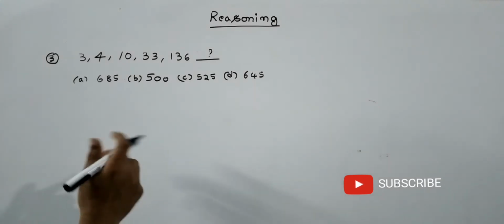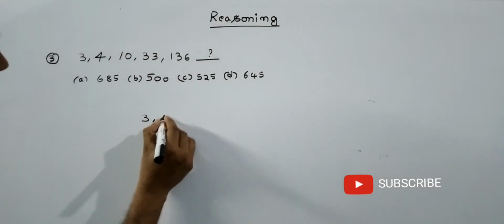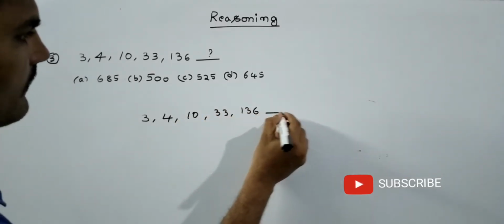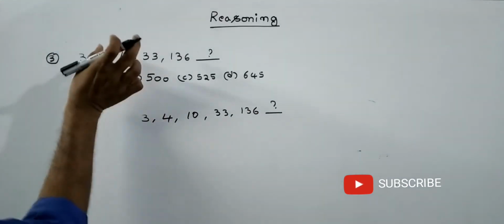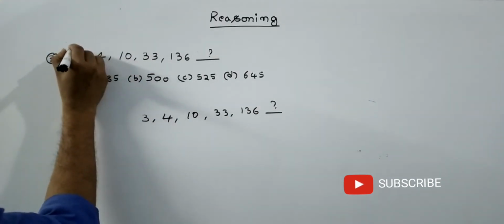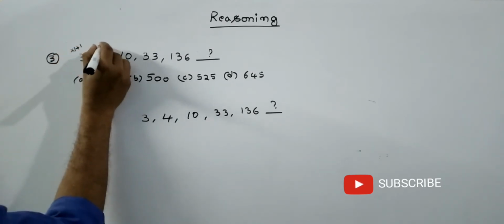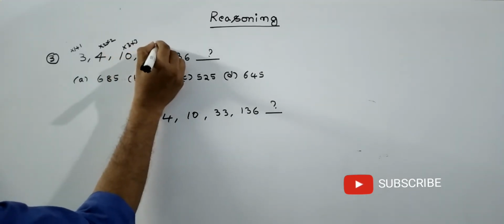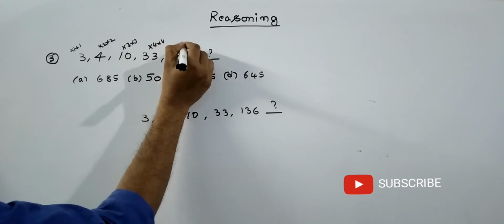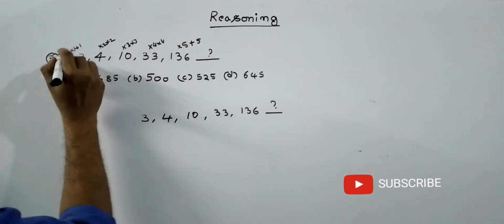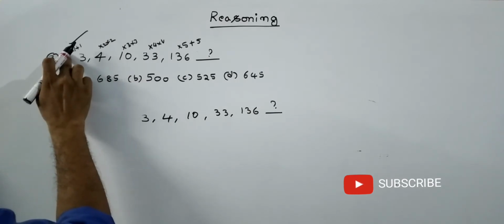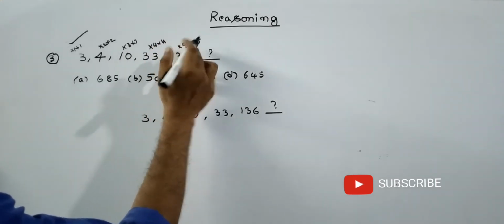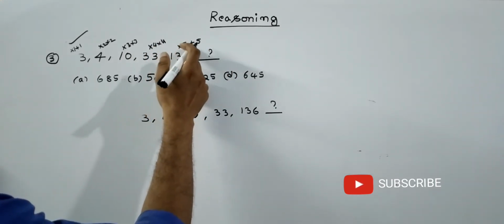See friends, next problem. What he has given? 3, 4, 10, 33, 136. See friends, no need to write again. Straight away above the problem itself we can write it. 3 into 1 plus 1. 4 into 2 plus 2. 10 into 3 plus 3. 33 into 4 plus 4. Here 136 into 5 plus 5. See friends, this is the series, correct series only, na? Into 1 plus 1, into 2 plus 2, into 3 plus 3, into 4 plus 4, into 5 plus 5. So the answer is 136 into 5 plus 5.